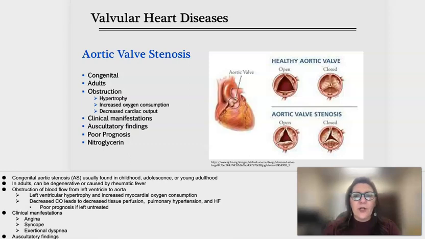So aortic valve stenosis, same thing, coffee straw. It's congenital, definitely with adults. The obstruction could be like hypertrophy, increased oxygen consumption, decreased cardiac output. The different clinical manifestations, they could have angina, syncope, where they're dizzy, exertional dyspnea, which is difficulty breathing on exertion. The auscultatory findings, that's a fancy way of saying when you're listening with a stethoscope, you might hear a normal to soft S1 or a decreased or absent S2, and you're going to give nitroglycerin if they have chest pain with this.